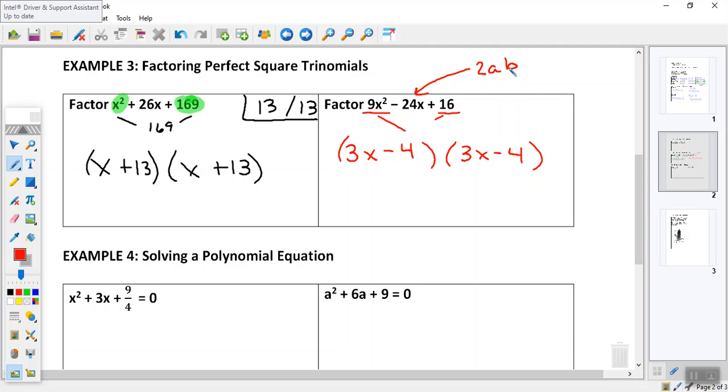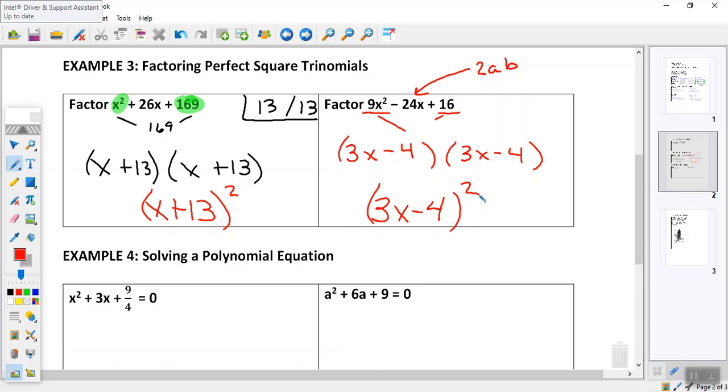Now, with these two right here, I would probably factor this into x plus 13 to what power, kids? Yep. I'd probably factor this into 3x minus 4 to what power, kids? Okay. What do you think? Are you listening on this right now?